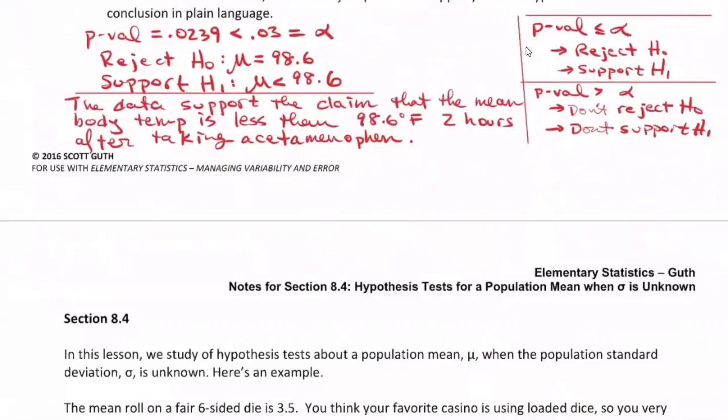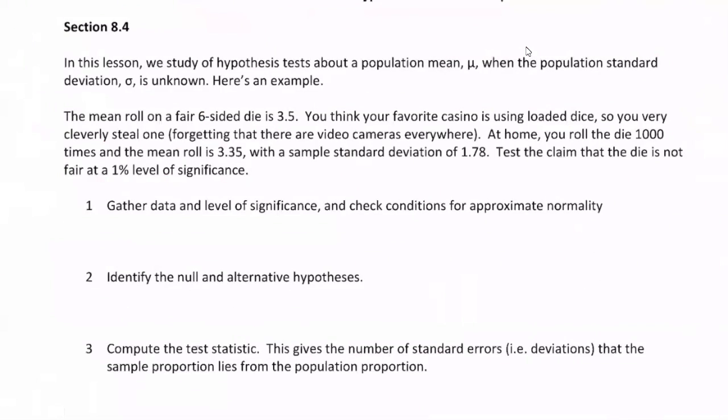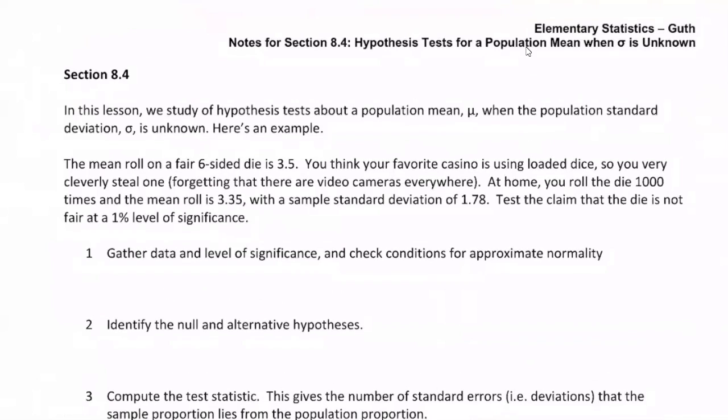Let's go right into section 8.4. Again, this is where sigma is unknown. We're still doing hypothesis tests for a population mean. Okay, so here we go. It says, in this lesson, we study hypothesis tests about a population mean where the population standard deviation is unknown.